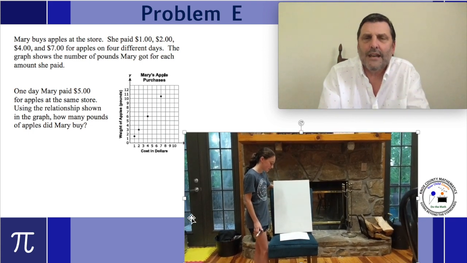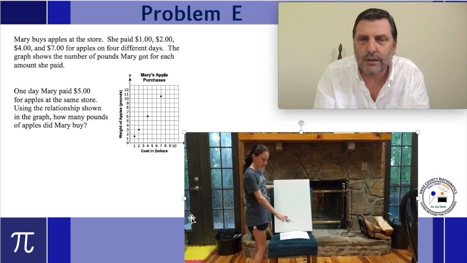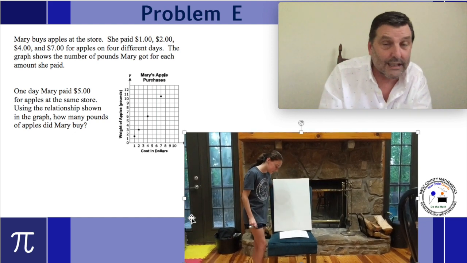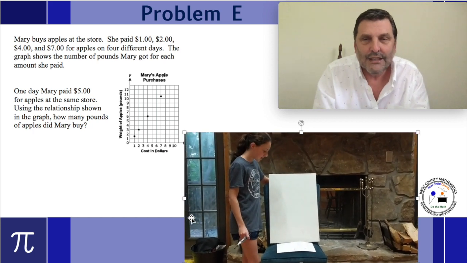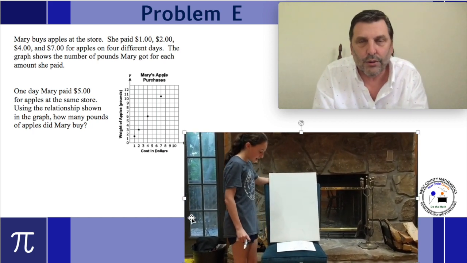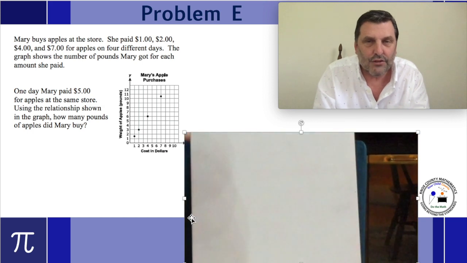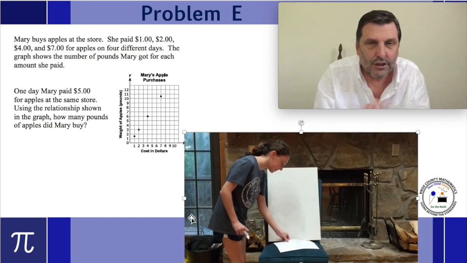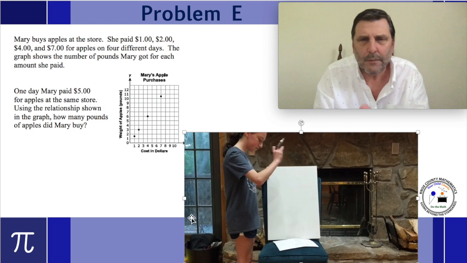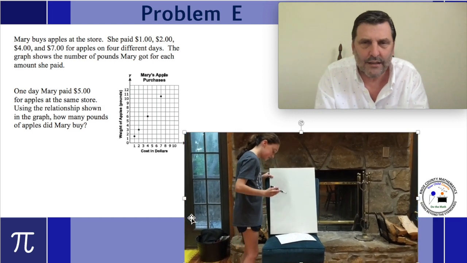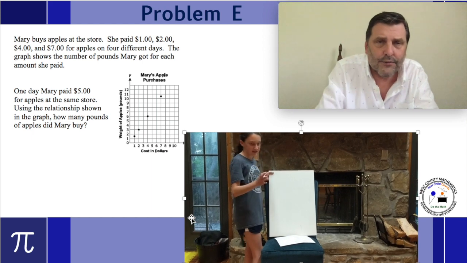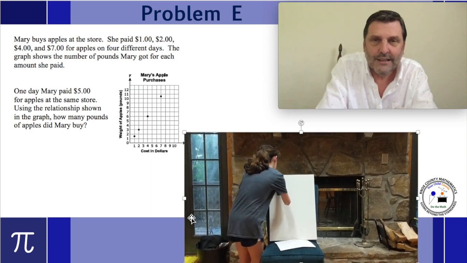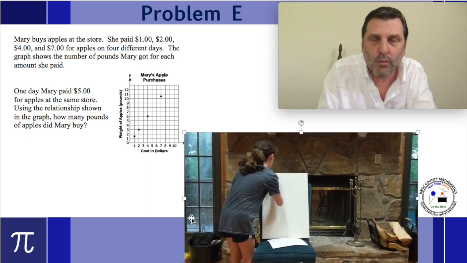Okay, it looks like Kate's sound is not working, so I'm going to talk through it as she's going through it. Kate is doing an incredible job. Kate's looking at that, and she starts looking at the points on the graph. She starts recognizing the ordered pairs that the points represent. The first point has the ordered pair 1 and about 1.5.